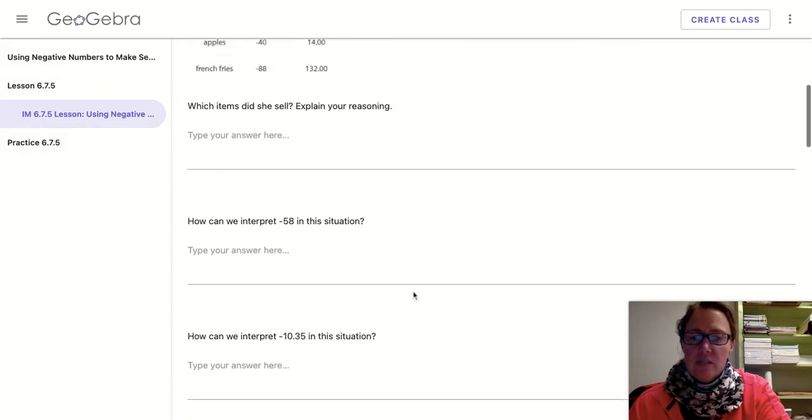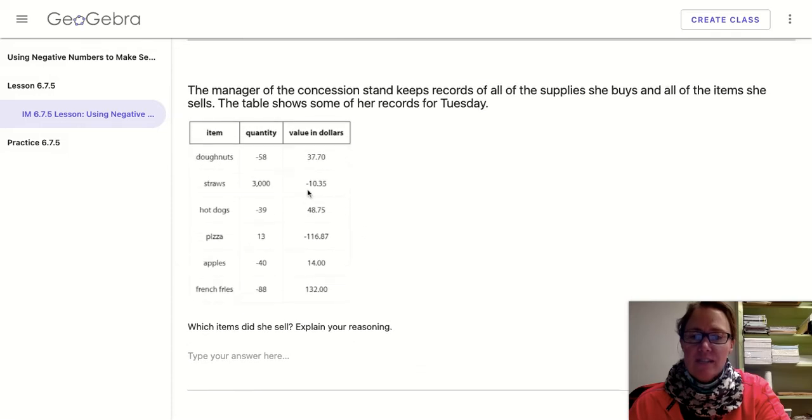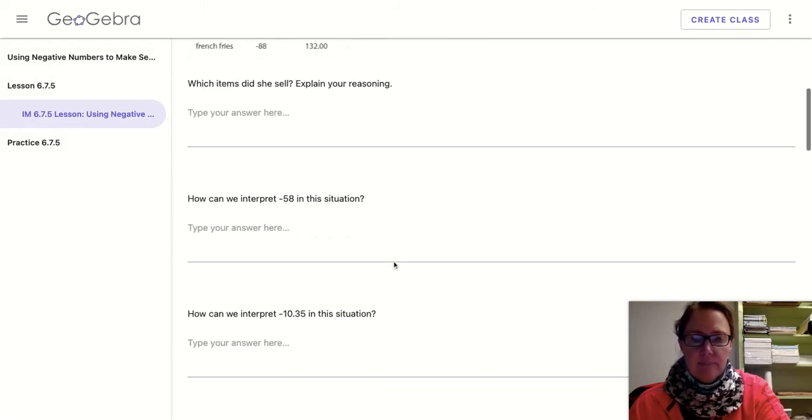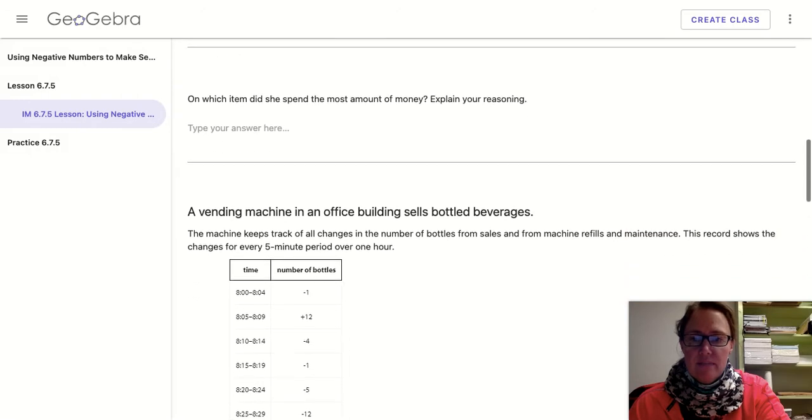And which item did she spend the most amount of money on? Well, if we're saying spend is this negative money, negative 116.87 for the pizza. It's where she spent the most money. She must have bought everybody pizza.